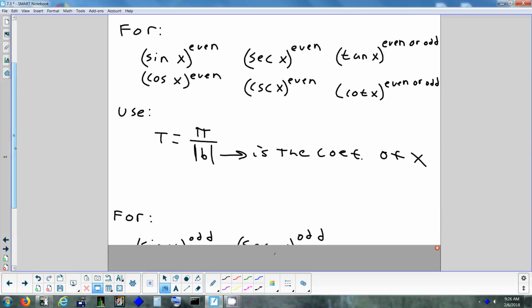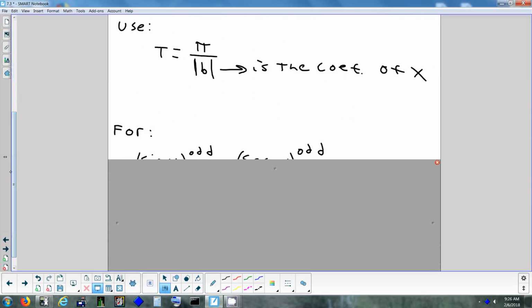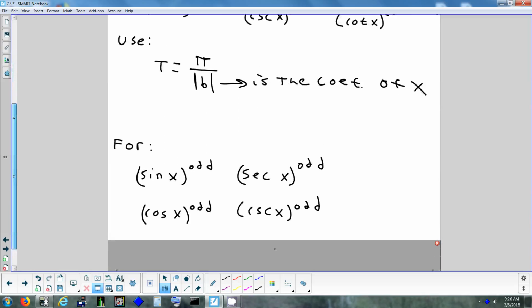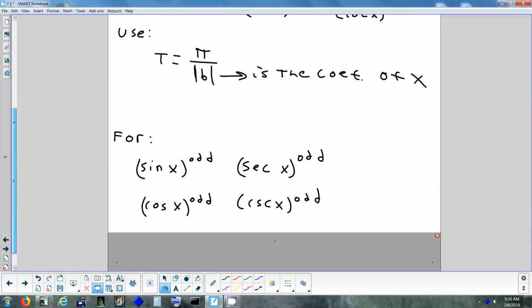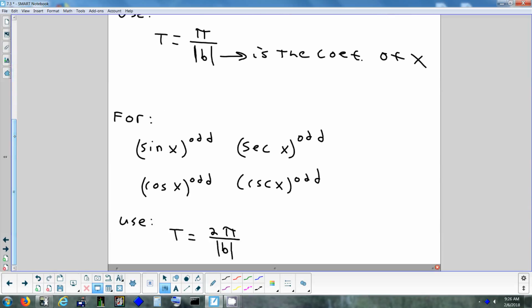So what does that leave? Well, we've already covered tangent and cotangent. Doesn't matter if it's even or odd. But what we have left is sine, cosine, secant, and cosecant to an odd power. If you have any of those to an odd power, the formula to calculate the period is 2 pi over b. And I put absolute value of b just in case the number in front of x was negative. Because remember, the period is a length. You would never want to have negative length. That doesn't make sense.